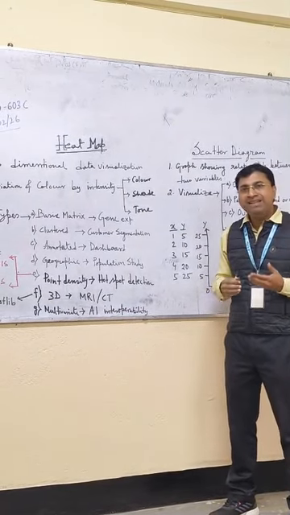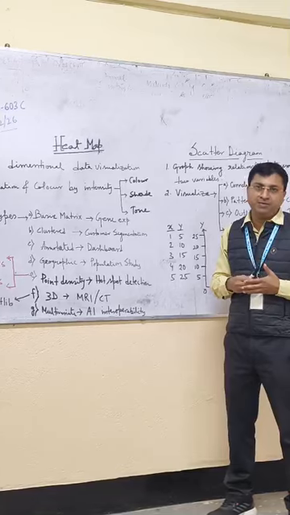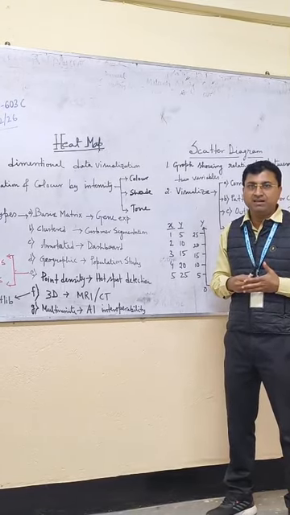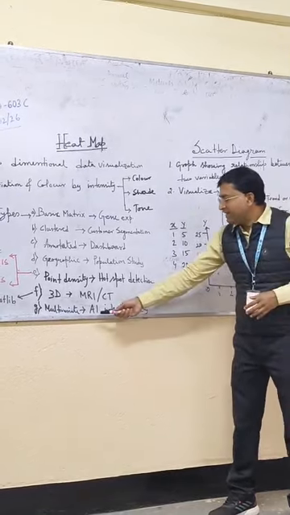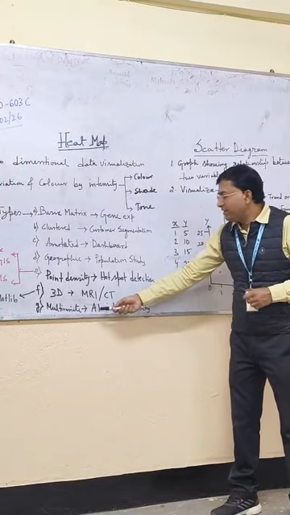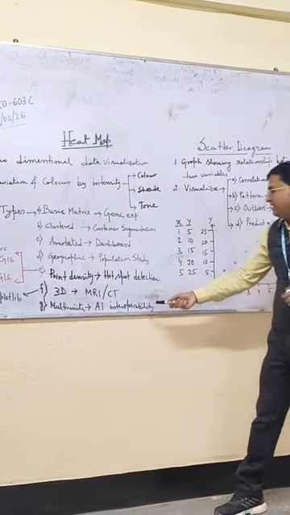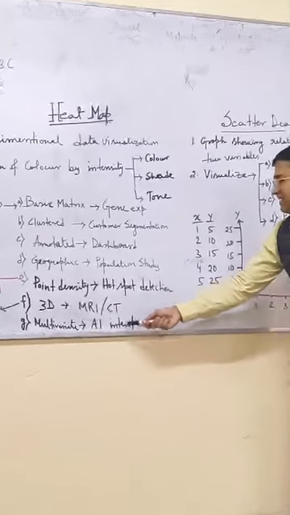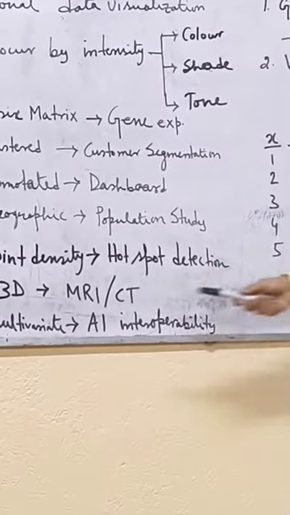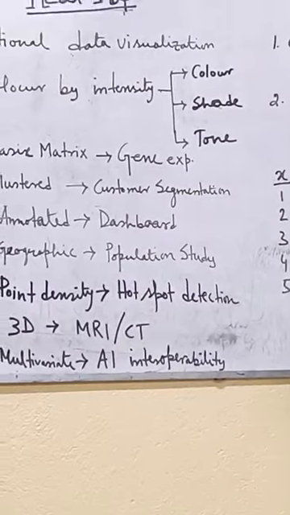So here we link the correlation with the attributes and get the result automatically. That is modern days in AI interpretability cases, we use this multivariate heat map.